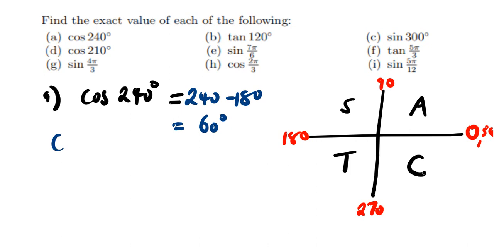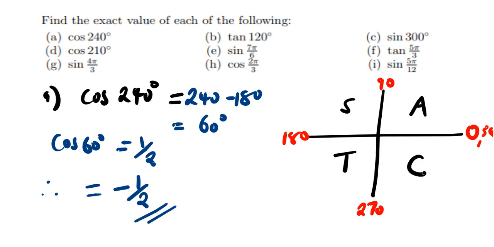Now cos 60 degrees is just the same as 1 over 2 according to your identities. But now look at it, it is in this quadrant. In this quadrant only tan is positive, so the other identities will be negative. Therefore our final answer, cos 240, will be equal to negative 1 over 2. So that's how we solve this one.